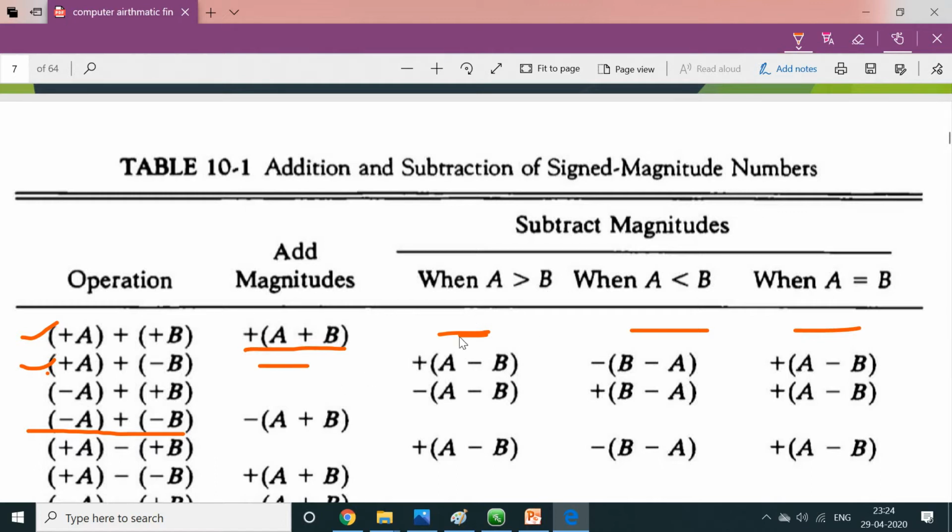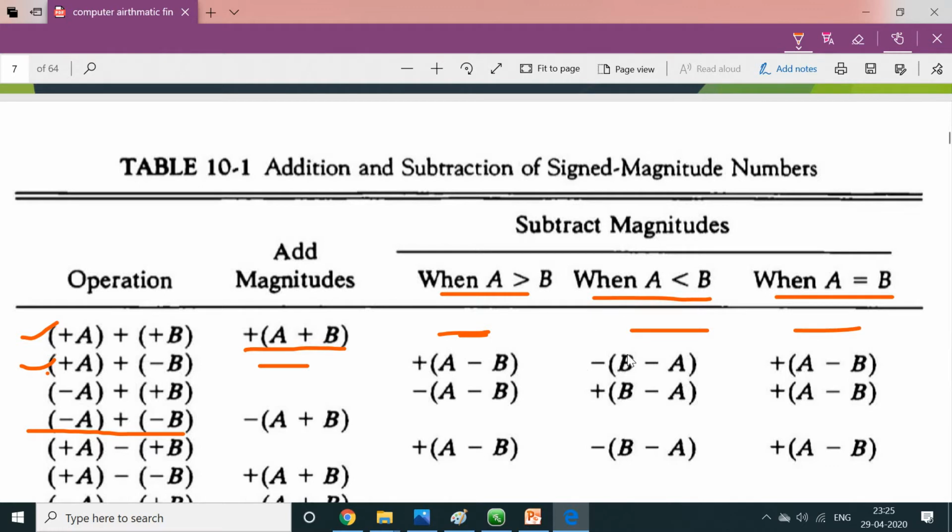Coming to the subtraction magnitude, three possibilities are there: when A is greater than B, when A is less than B, and when A is equal to B. Here A is greater compared to B, so we perform the A minus B operation. The result is also a positive number, because a greater number minus a lesser number gives a positive result, which indicates the overall magnitude is positive.